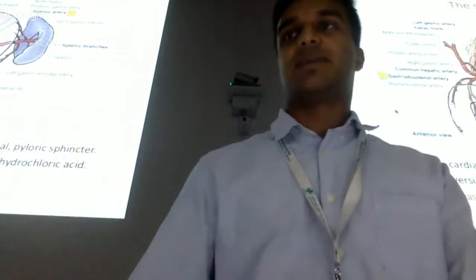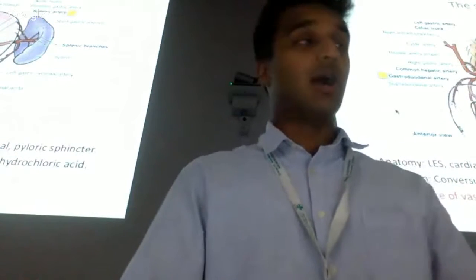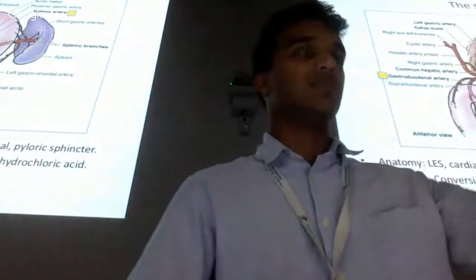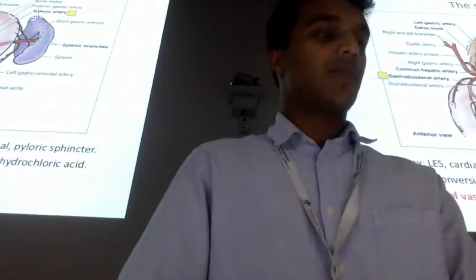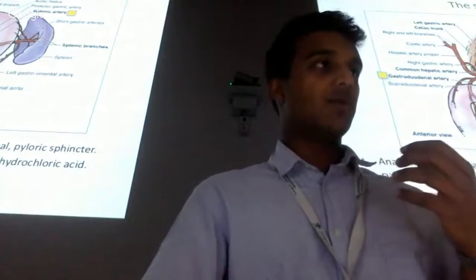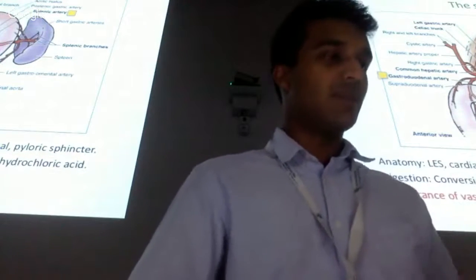What's the role of the stomach? The conversion of a food bolus to chyme, which then goes down through the duodenum and has all the pancreatic juices and bile added to it. I want to talk a little bit about the vasculature. So this is significant. The celiac trunk divides into 3 main branches.